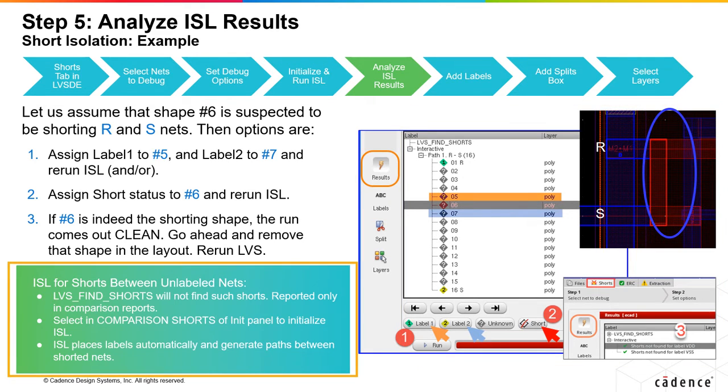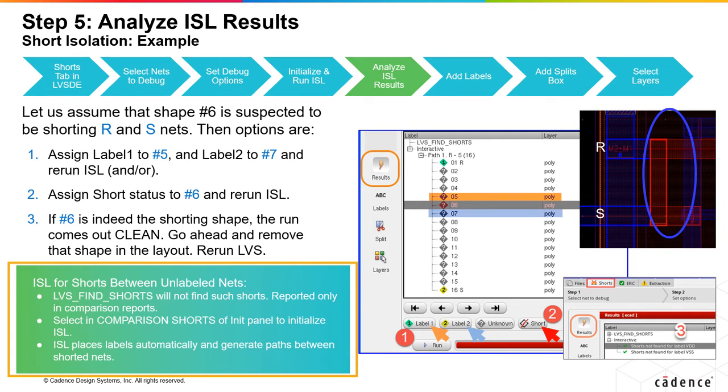How to resolve shorts between unlabeled nets? There may be shorts between nets which do not have labels attached to them. In this case, LVS_find_shorts will not find any shorts. Shorts will be found and reported in comparison reports. You can use the interactive short locator for investigation here as well.